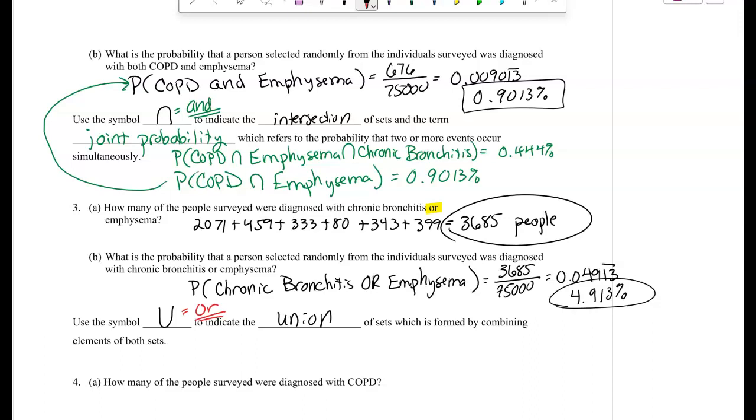So really, could I have rewritten up above the following? Probability of chronic bronchitis or emphysema. I literally could have written it like this and got the same thing. Exact same communication, about the same amount of work. Sorry, my hand's tired from writing.